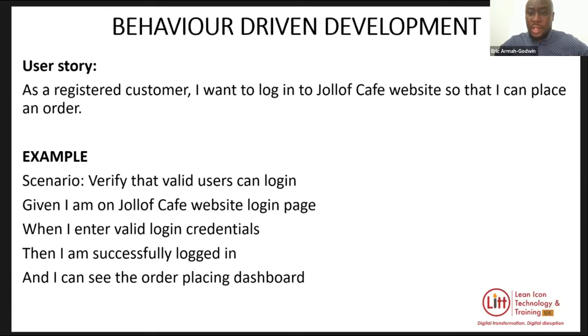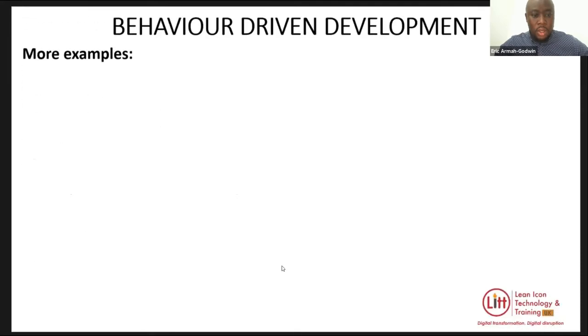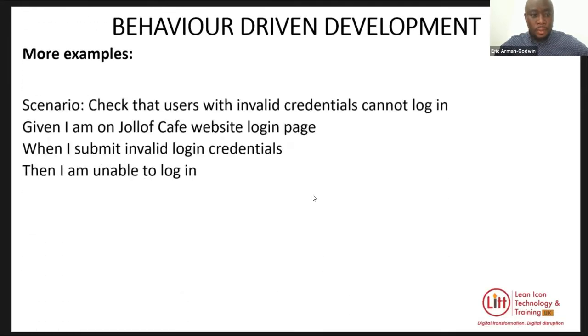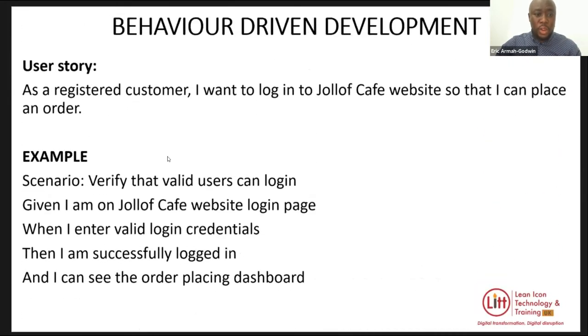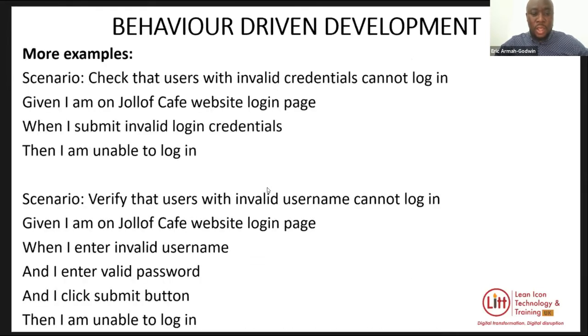So this is an example of what a BDD test looks like. I've got more examples. I've got another example here. So you can see the same user story. If I go back, the same user story. What I've done is broken the same user story into different tests, because remember we said we look at different examples. This one just verifies that valid users can log in. The next one will say check that users with invalid credentials cannot log in.